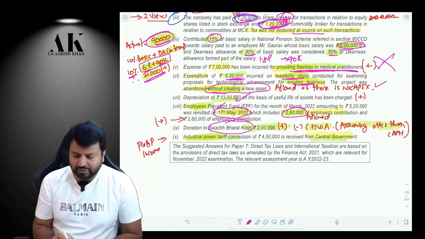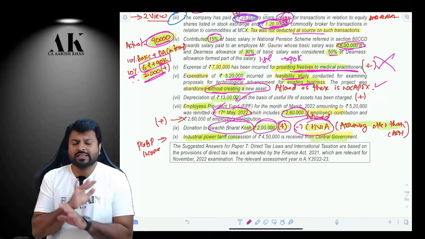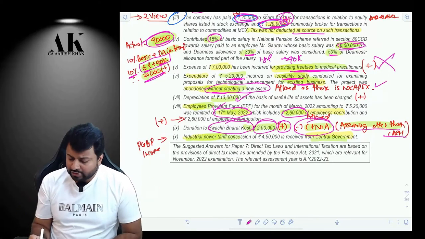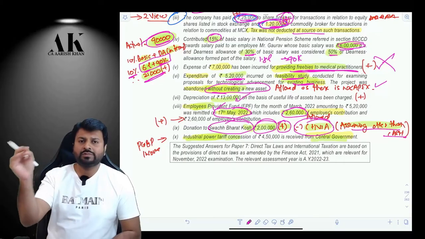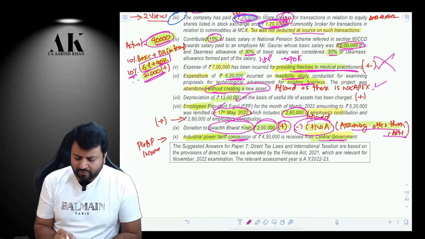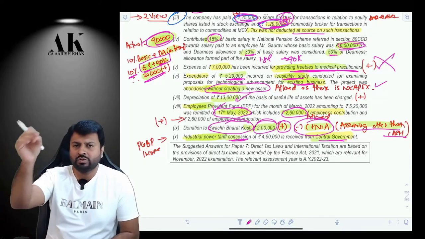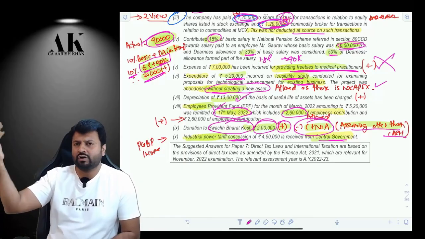Swachh Bharat Abhiyan, you are making a payment of 2 lakh rupees. Add back in PGPP. You can claim deduction under Chapter 6A, 100% is allowed, but you have to assume that it is other than cash. If you assume that it is in cash, it will not be allowed in Chapter 6A. Next, you are receiving some concession from the central government or state government, then that is considered as income under Section 2(24)(18). That also we have done a lot of times in the earlier questions.